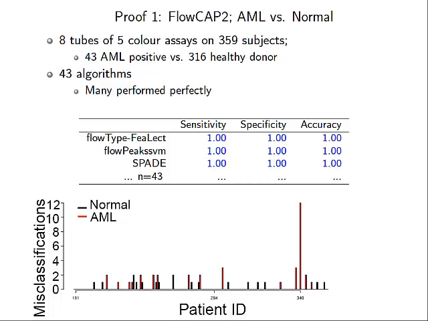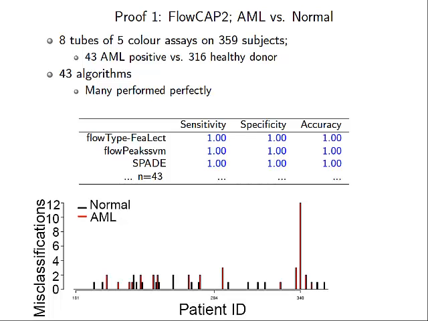So we had 8 tubes of 5 colors on 360 subjects. And the clinicians tell me that AML is not a difficult thing. We try to find this blast population, and I can do that by hand. Great. But again, maybe you don't want to do that by hand 360 times. If we can prove to you that algorithms can do as good a job as you can do by hand, that's kind of a win for us. And it turns out that many of the algorithms perform perfectly. And what does that mean?